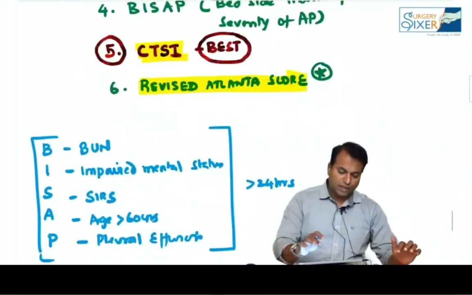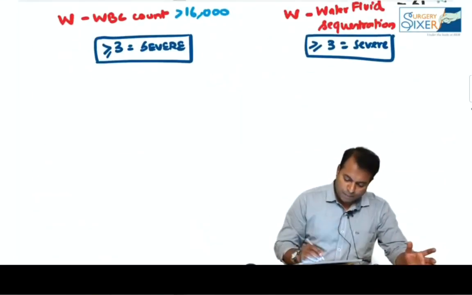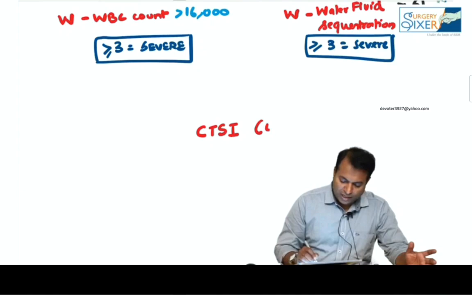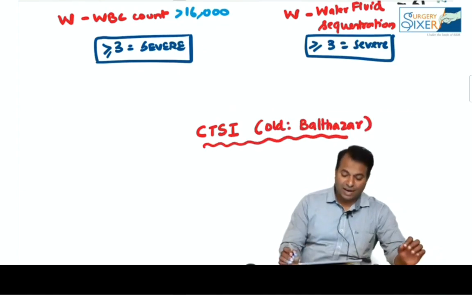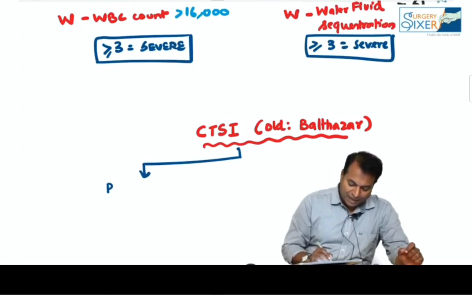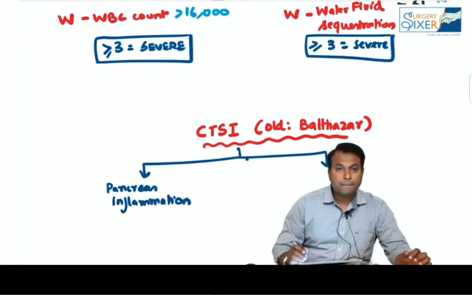Now coming to the best among all the scoring systems, which is the CT severity index. The old name is Balthazar. That old name of Balthazar is now removed and we have a new name, the CT severity index scoring system. In this, we will look for pancreas inflammation, and we will look for pancreas necrosis.